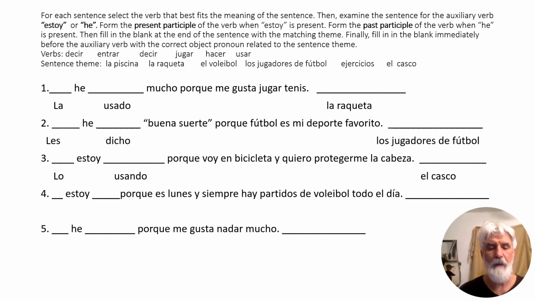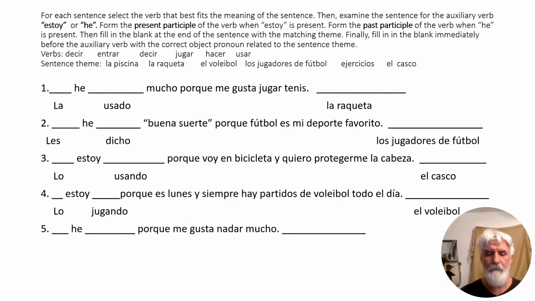All right, now we have to put the present participle. So it's going to be jugando. So we are, and what is the theme of the sentence? It's el voleibol. It's masculine and singular. So now I want to get the object pronoun. I want to say I am playing it. So it will be lo. It's masculine and singular. So here's your answer. Lo estoy jugando porque es lunes y siempre hay partidos de voleibol todo el día.